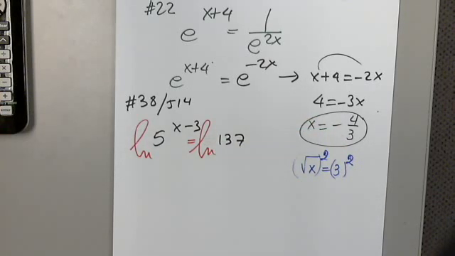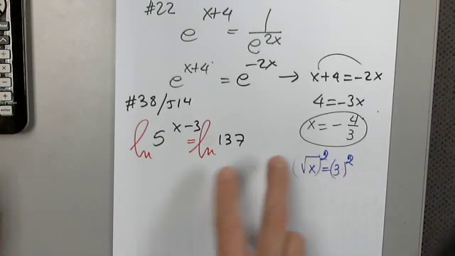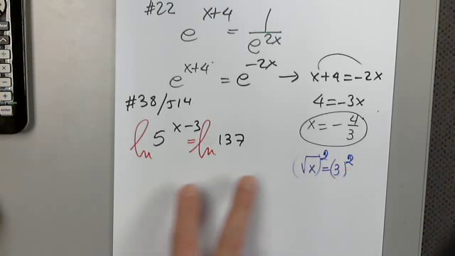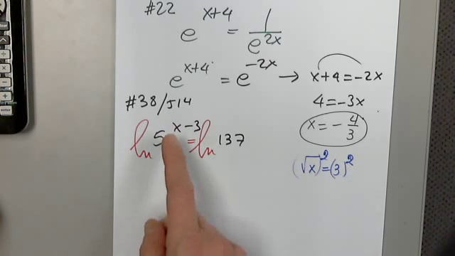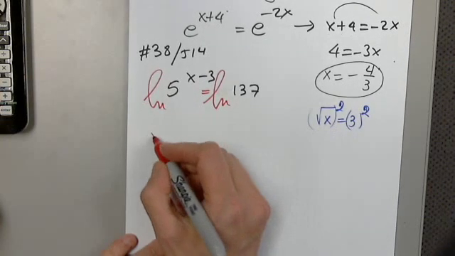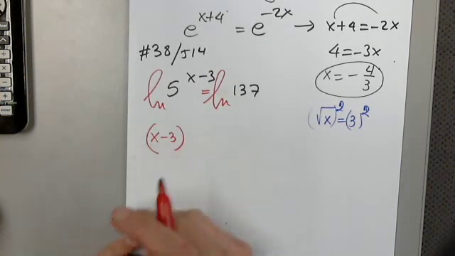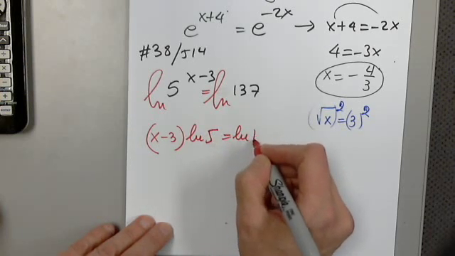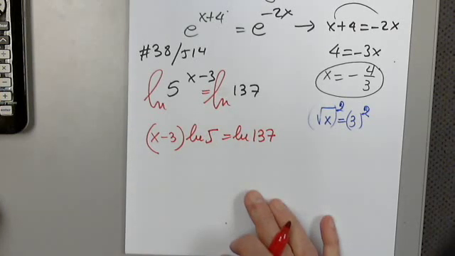Very good. So I applied, like I squared, here I have to apply a different function. Here I apply the function x squared. Here I have to apply the appropriate function that will allow us to bring x minus 3 in front. So then we have x minus 3, and it must be in parentheses. Natural log 5 equals natural log 137.